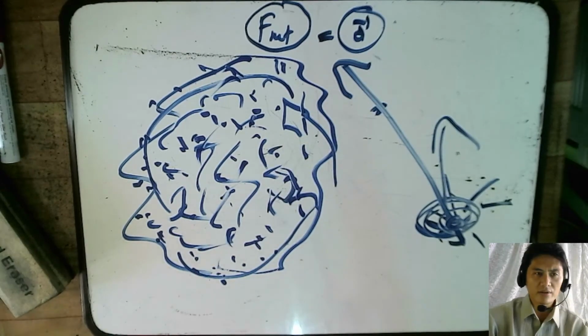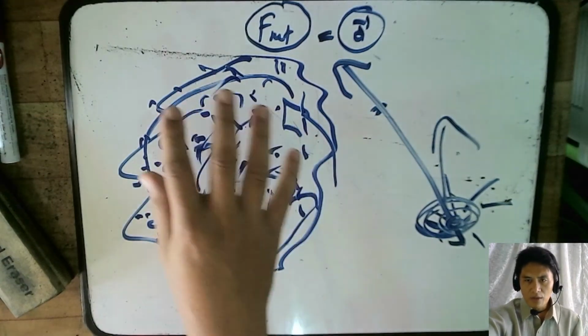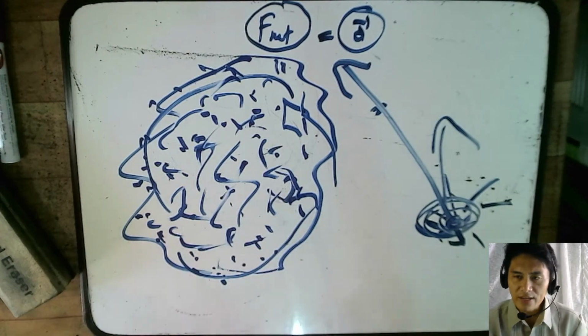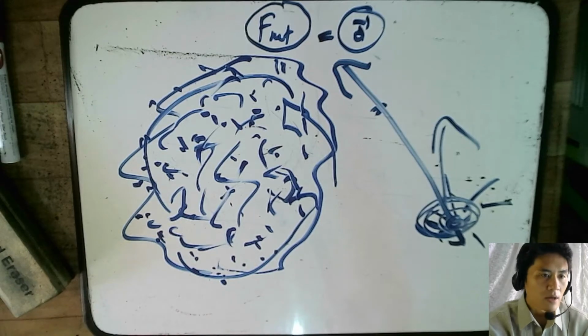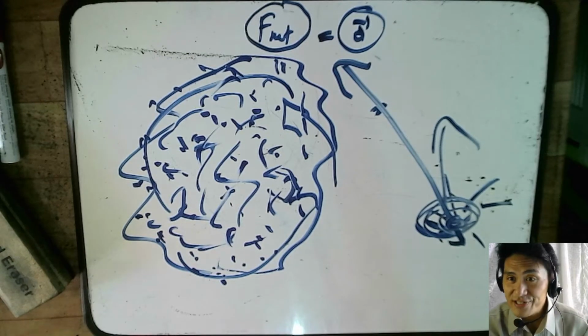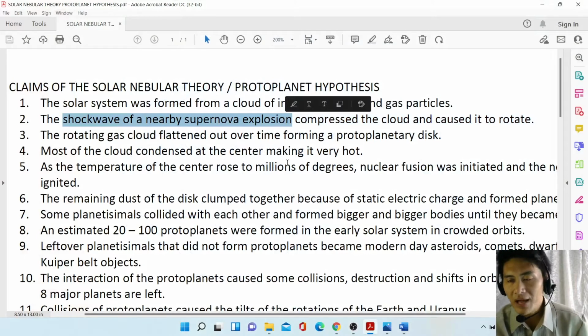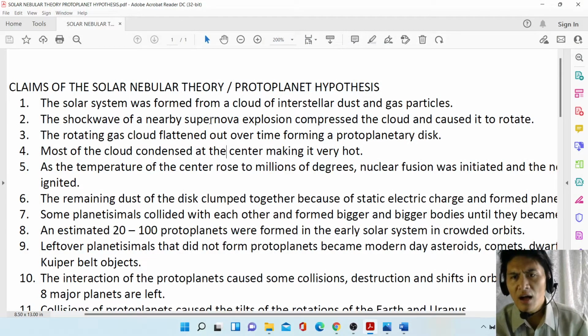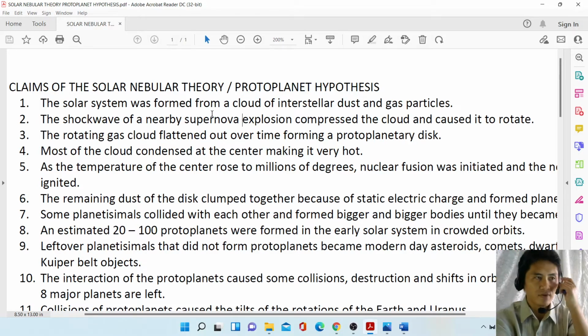Now, some scientists disagree. Some scientists would say that no, when you have a nebula, a dust cloud, it would eventually rotate even without the help of a supernova explosion. But in terms of consensus, more scientists believe in this shockwave theory that caused the rotation of the nebula than those that don't believe it. But it's not definitive. It's not like a 95-5 split. The split is very near, like 60-40. So it's not really definitive.